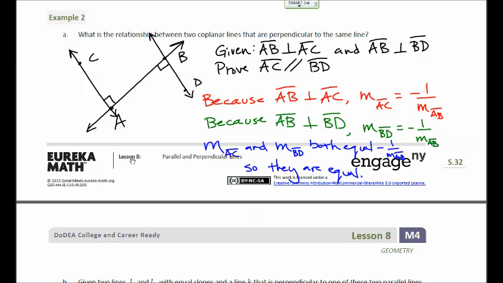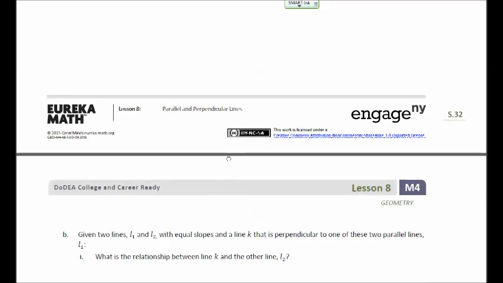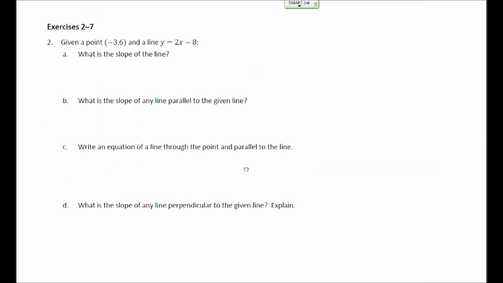So that is the slope criteria for parallel lines. If two lines are parallel, then they will have the same slope. Their slopes will be equal. So now let's use that. That's our first part of the standard. Let's use that in some equations.